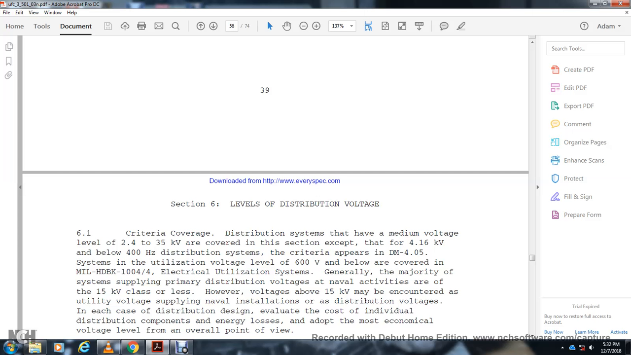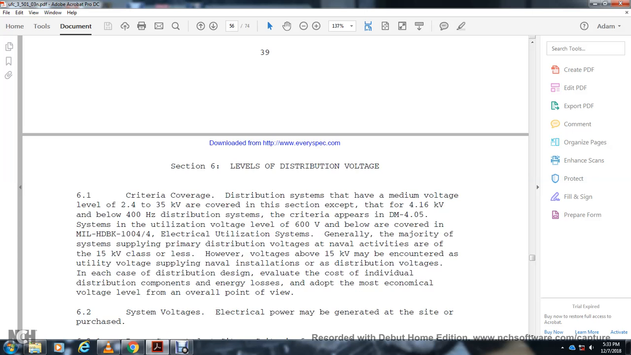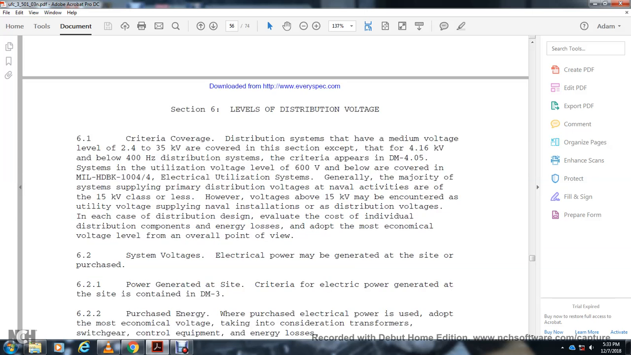Electrical utilization systems generally have the majority of the systems supplied from primary distribution low voltage for Navy activities at 15 kilovolt or less. However, voltages above 15 kilovolt may be encouraged where the utility supplies the Navy installation. The distribution voltage for each capable distribution design should be evaluated with the cost of individual distribution energy loss, adopting the most economical voltage level from the overall point of view. System voltage: electrical power may be generated at the site, with criteria for site-generated power named in DM3.